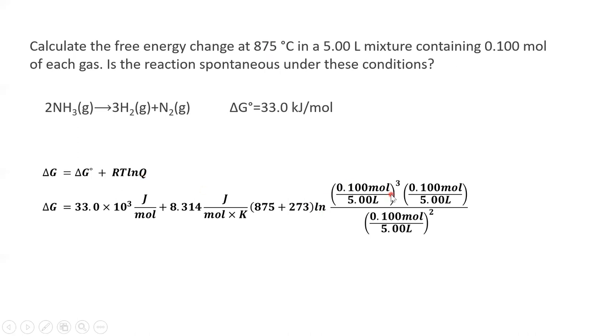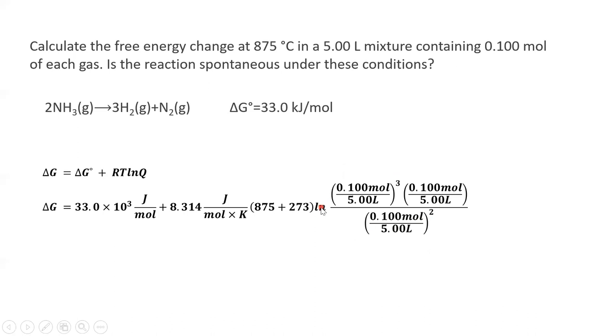Now, Q is products over reactants raised to the power of the coefficient in the balanced equation. So hydrogen cubed times nitrogen to the first over ammonia squared. Now the concentrations are moles per liter. So rather than doing them in a separate step, I'm just doing it all at once. So we calculate the molarity of the hydrogen, moles per liter, cubed. Find the molarity of the nitrogen, moles per liter. Divide that by the molarity of the ammonia, moles per liter, squared. That would give us Q, with non-equilibrium values.